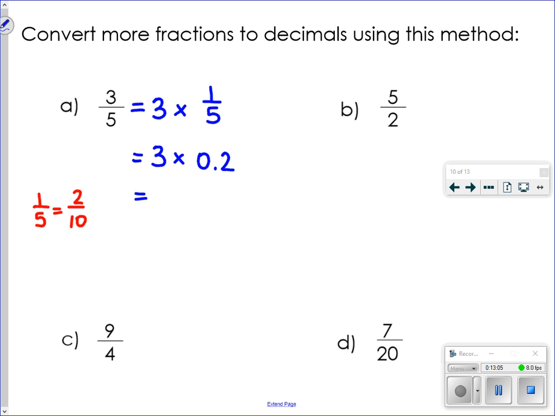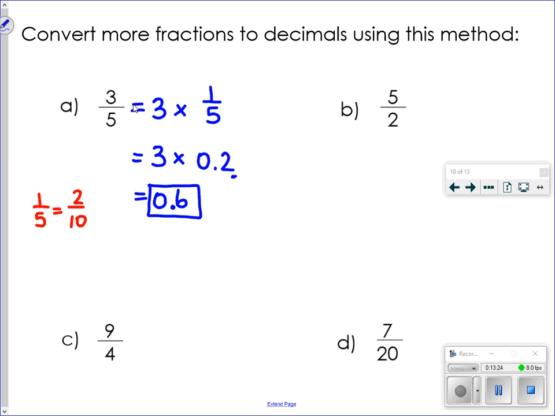Okay, now I can multiply. 3 times 2 is 6, but I have 1 digit in the decimal places here, so I need 1 digit in my answer in the decimal places. So that means I have to put the decimal there with a 0 in front. 0.6.